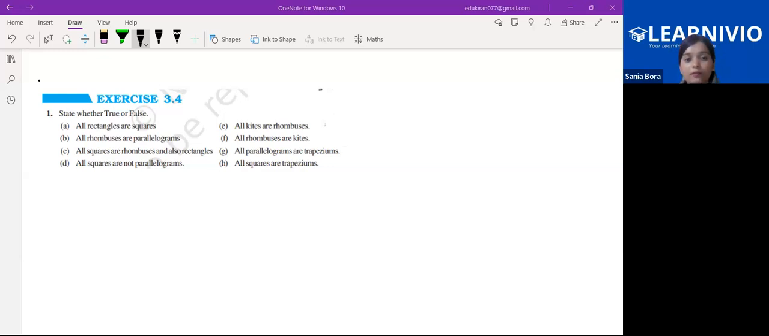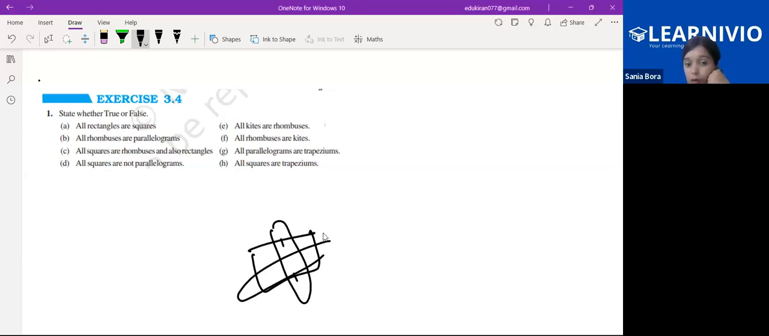Okay? Clear to everyone? Anyone has any doubt? Ma'am, how are all squares trapeziums? In a square itself, they have two parallel lines. Yes or no? Yes. No, four parallel lines. A pair. I'm talking about a pair. Okay, ma'am. Okay, that's why.